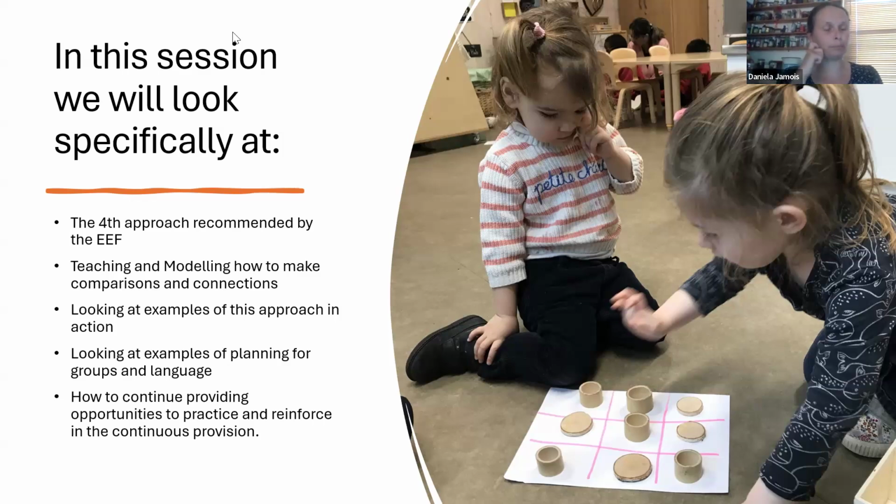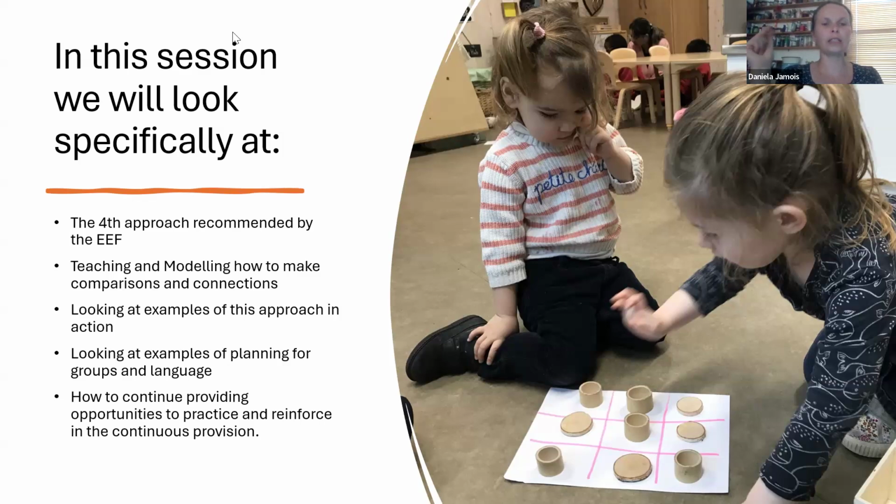So we're going to look at the fourth approach that's recommended by the EEF for teaching mathematical development. And that is teaching and modeling how to make comparisons and connections. So it's really about building on the counting and the one-to-one correspondence. Once they're understanding that, once they're getting the order of the count correct, then it's time to start building on that and make comparisons and make connections and draw attention to numbers within numbers, for example.